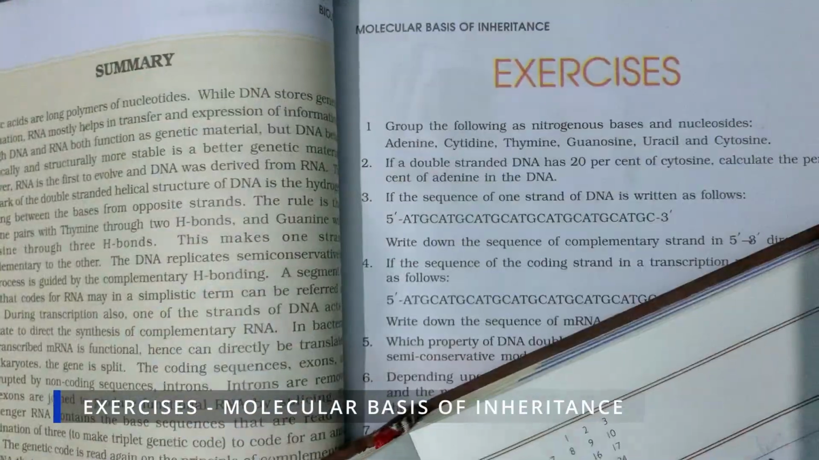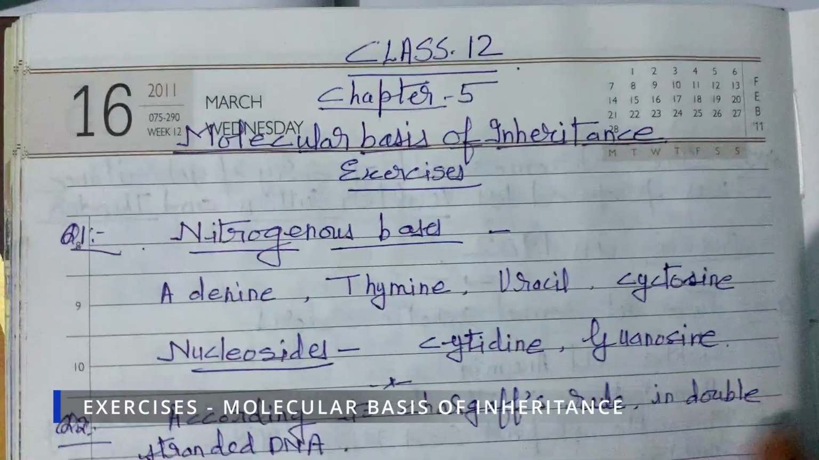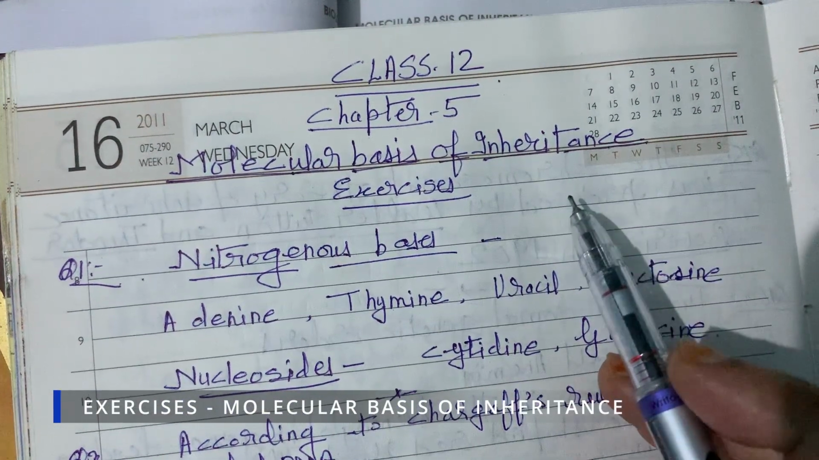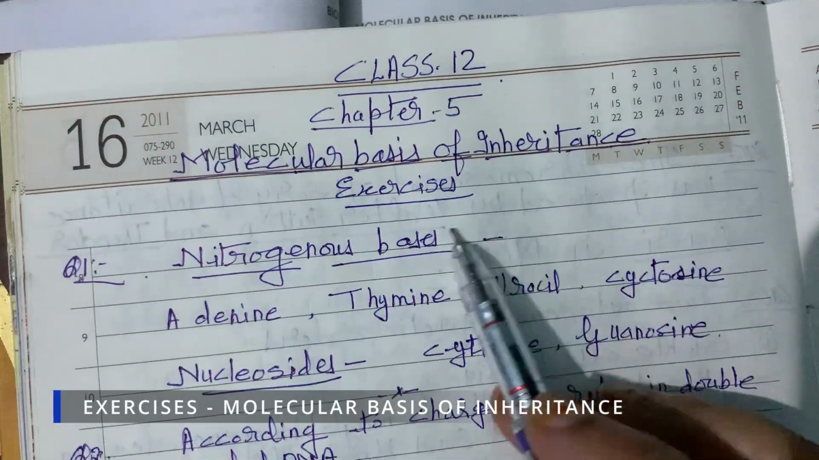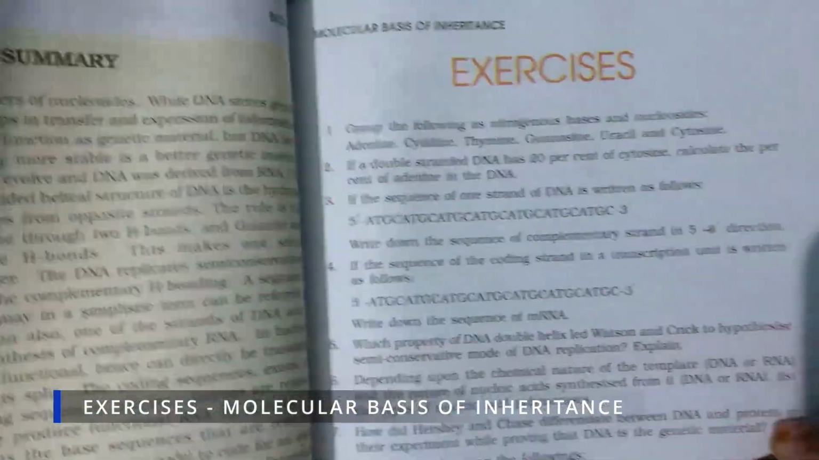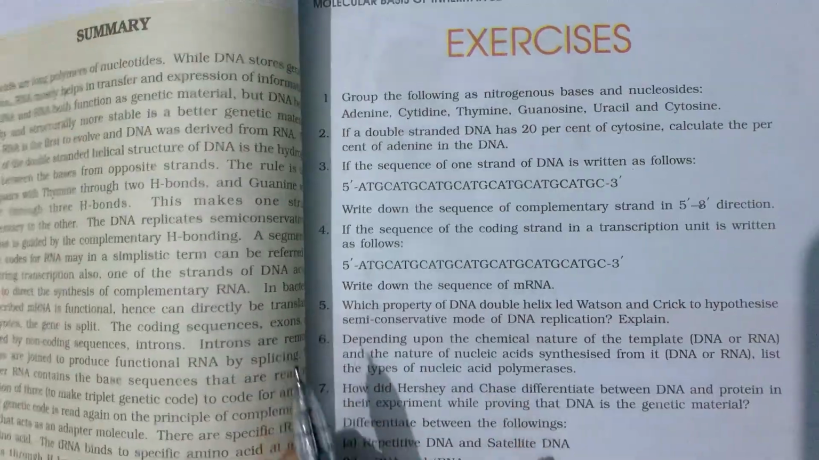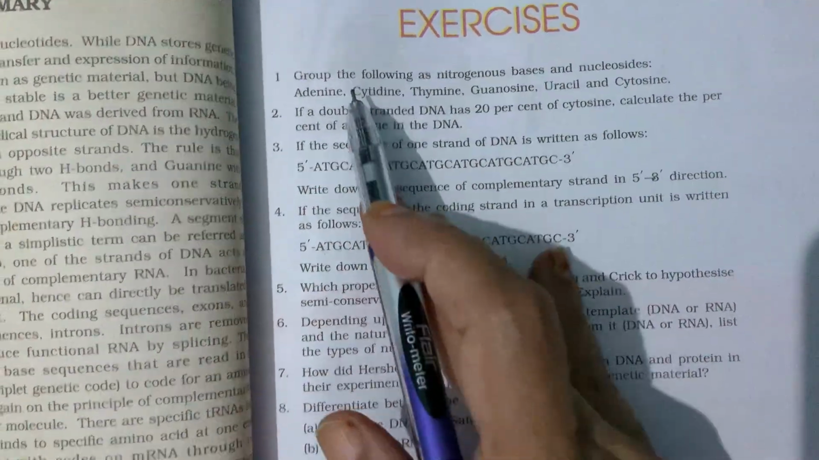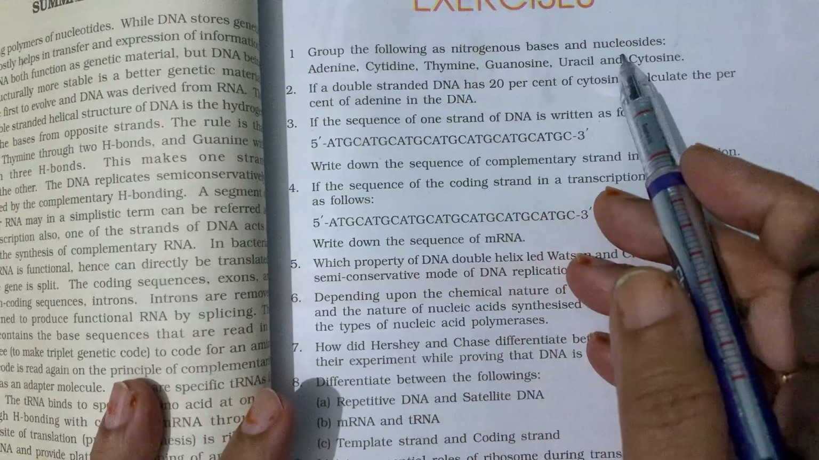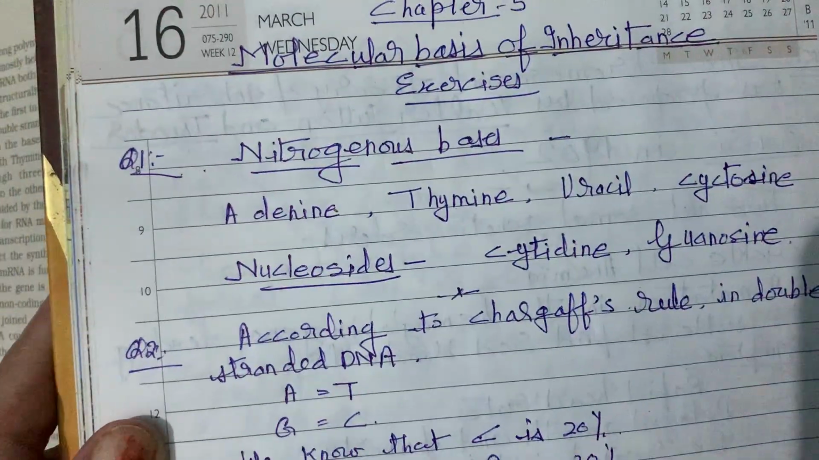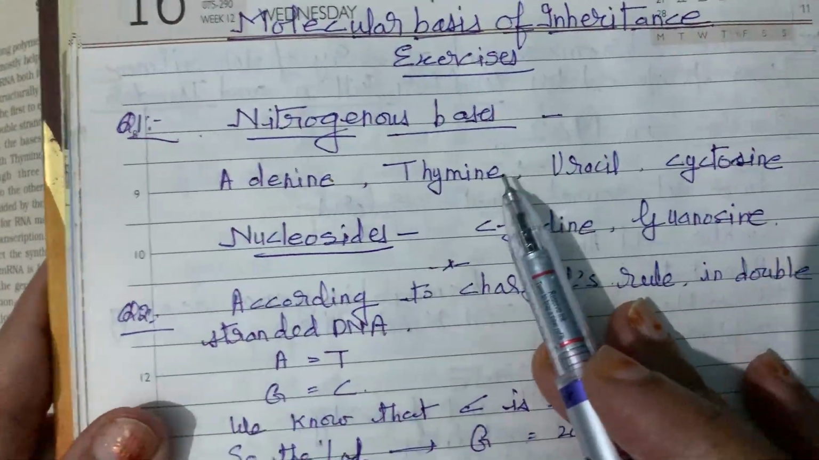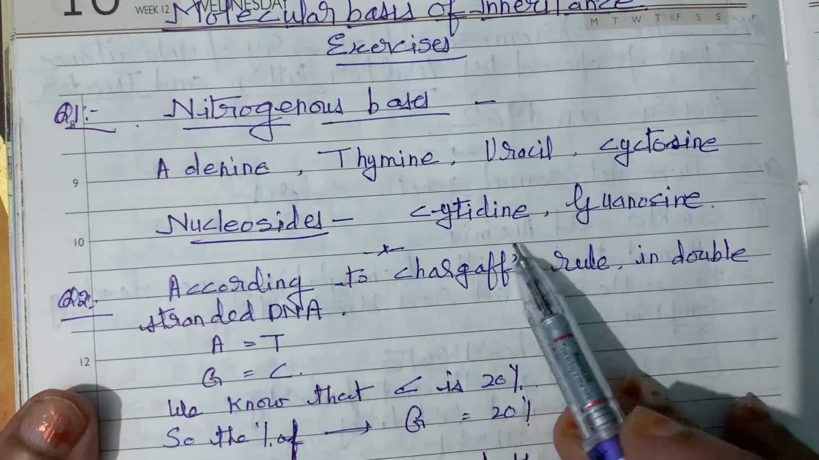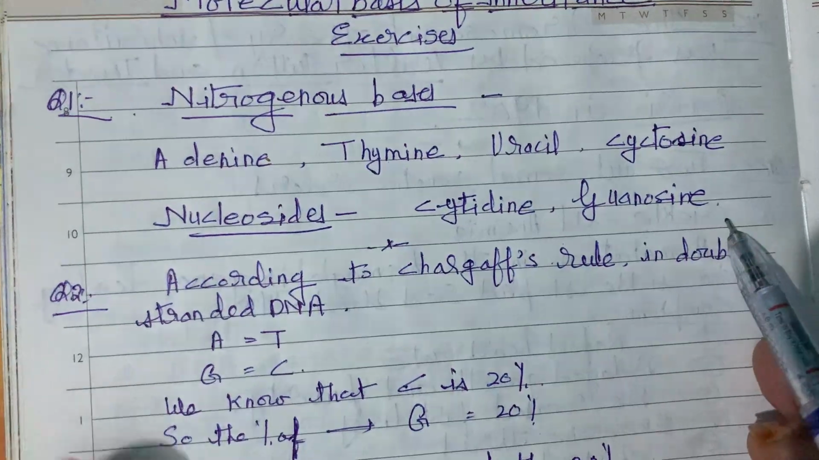Today I am taking class for class 12th, chapter 5, CBSE board and NCERT book, molecular basis of inheritance exercises. Now here you see molecular basis of inheritance exercise. First question, group the following as nitrogenous bases and nucleoside. See, first question, nitrogenous bases, they are adenine, thymine, uracil, cytosine, and nucleosides, cytidine and guanosine, right?